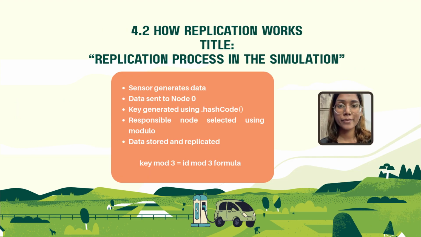I will explain our replication process workflow. First, a sensor thread generates data and sends it to node 0. The system automatically hashes the data key using the hashCode method to create a structured number. Next, we select the responsible node using our formula, which is key mod 3 equals ID mod 3. This saves and distributes data records evenly across the cluster.